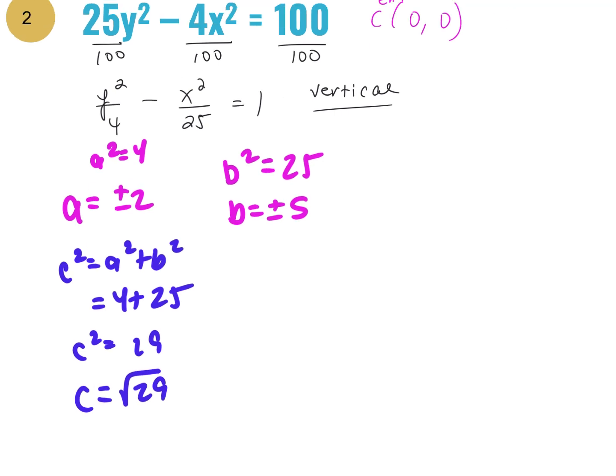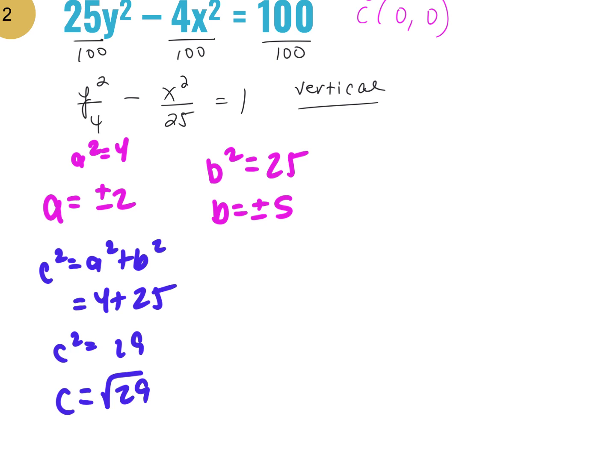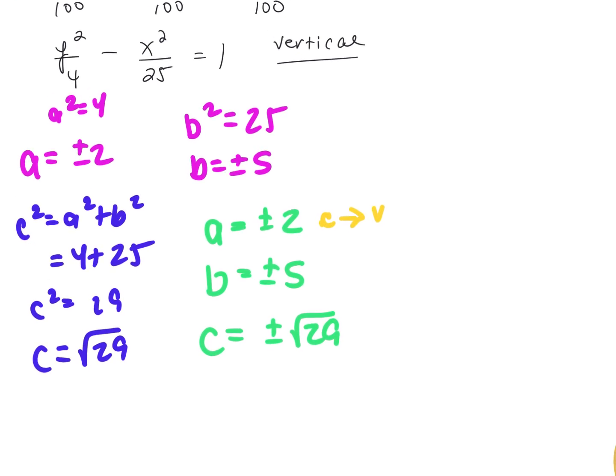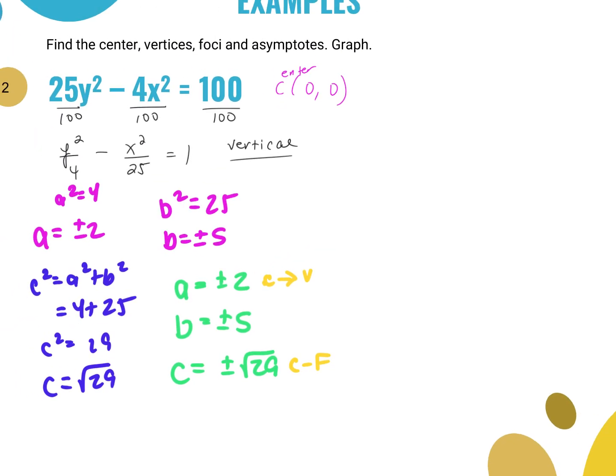5, okay. If it's helpful to you guys, do this. Come over here to the side and say a equals plus minus 2. B equals plus minus 5. C equals plus minus root 29. Give yourself that little cheat sheet. Tell yourself this is from center to vertex. This is from center to foci, right? Whatever you need to do to say, okay, I've got to count. This is where I look to count. But let's go ahead and draw a quick little picture. Where is my center? 0, 0.